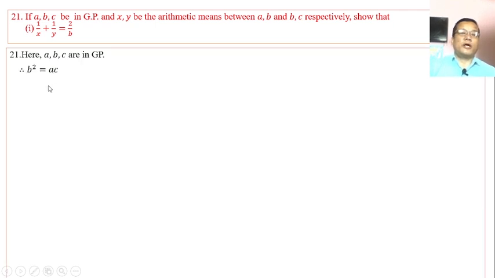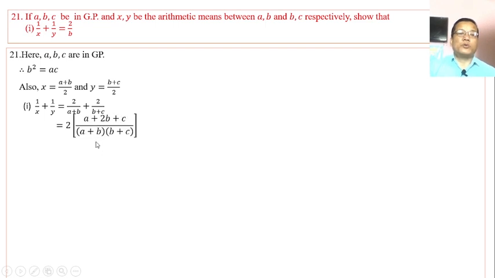Given that B square is equal to AC, since A, B, C are in GP. X, being the arithmetic mean of A and B, equals A plus B by 2. Similarly Y equals B plus C by 2. Now 1 by X plus 1 by Y: the value of 1 by X is the reciprocal of X, that is 2 by A plus B, and 1 by Y is the reciprocal, 2 by B plus C. If you sum up, we get this.